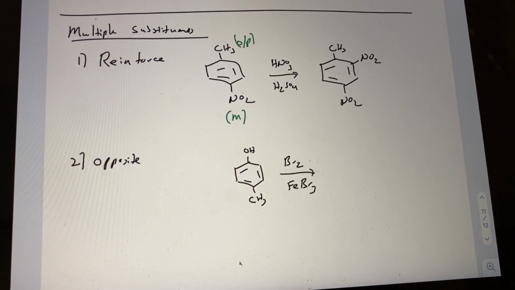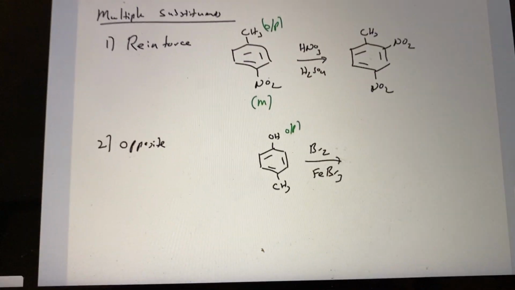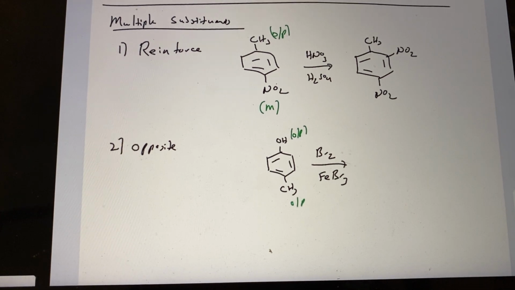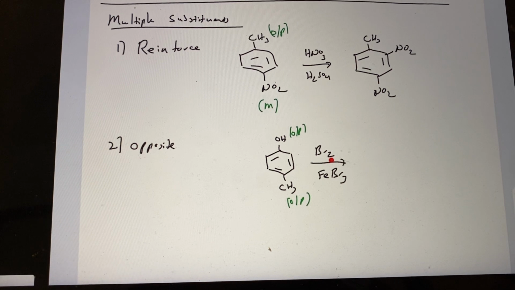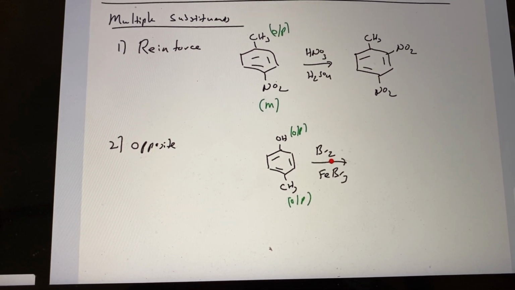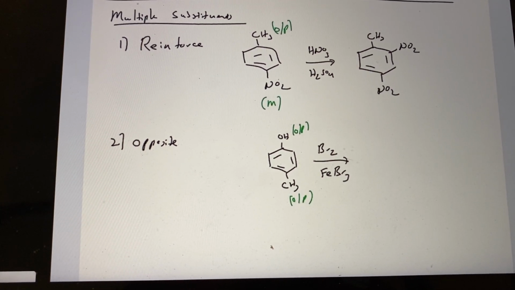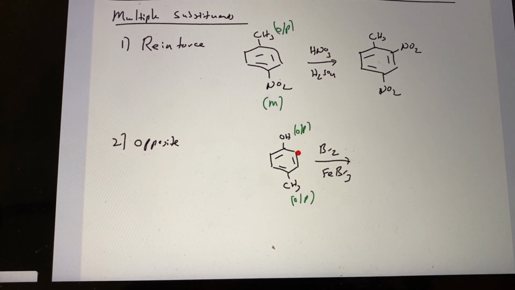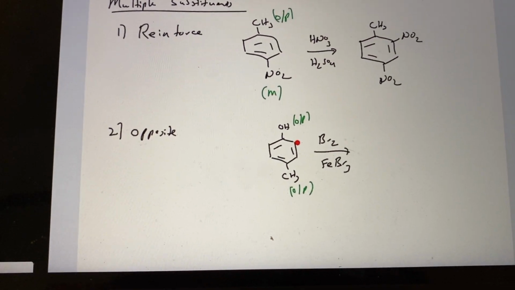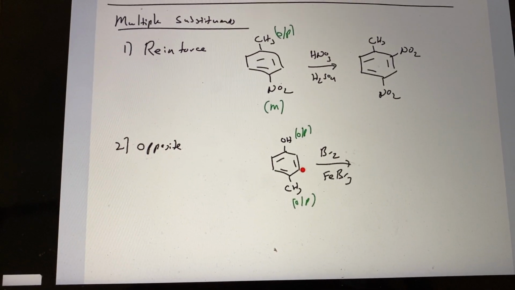Now, what we need to deal with is thinking about directing effects. This hydroxyl group is an ortho para director. This methyl group is also an ortho para director. So the problem is, when we add bromine, the bromo substituent is going to end up being ortho to one group and meta to the other. In other words, if the bromo ends up here in the upper position, it's good energetically, it's ortho to the hydroxyl group, but it's disfavored because now it's meta to the methyl group. And if we do the same thing here, it's the opposite. It's ortho to the methyl, meta to the hydroxyl.